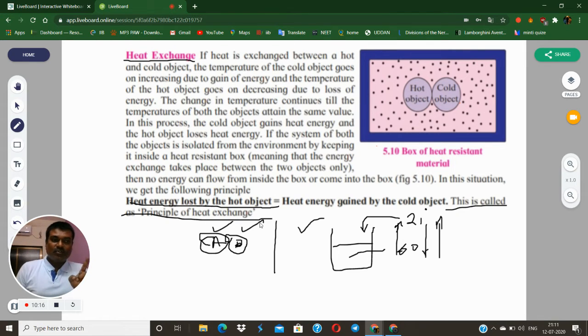This is very important for the exam. Yes, okay, in the exam there may be a question to give the definition or define this principle of heat exchange, give the principle.